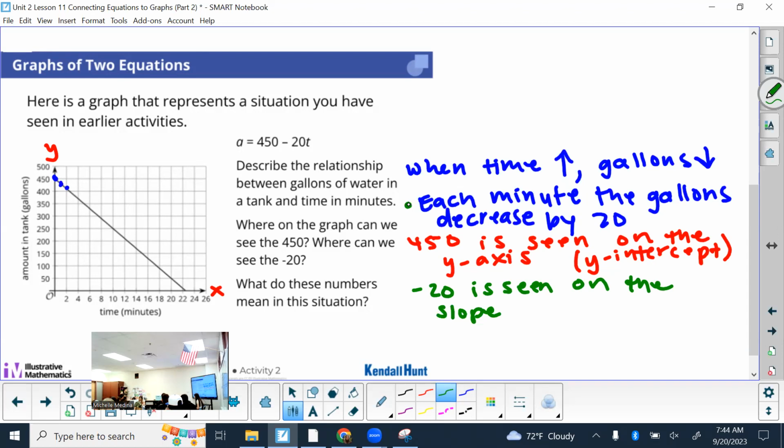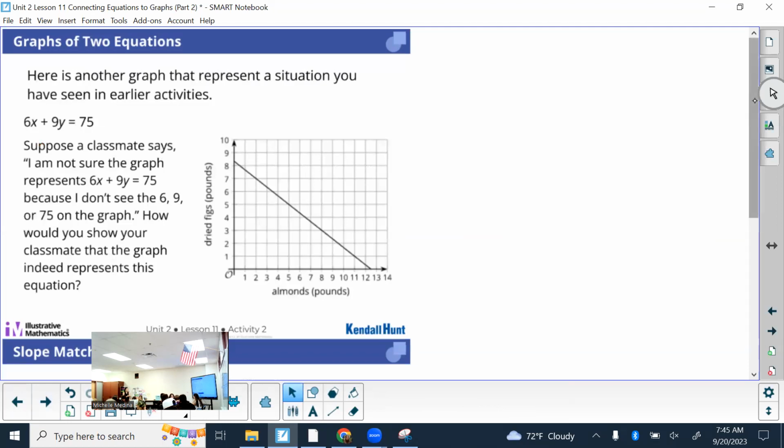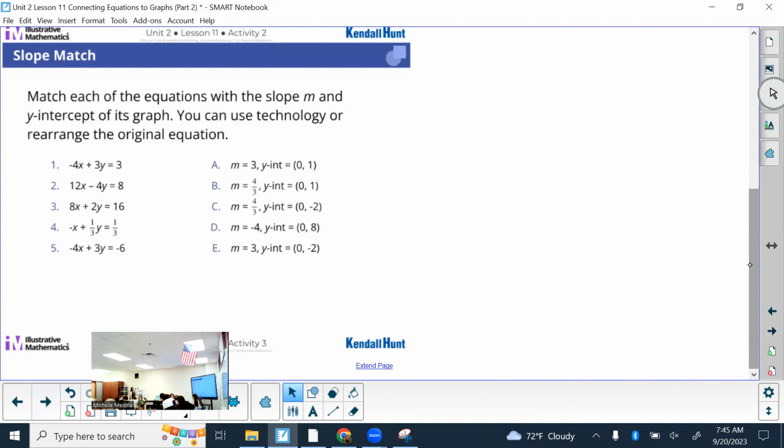Now, a different activity, and I think you guys will like it. For this activity, you are able to either work it out by hand or use Desmos. So I highly recommend trying it with both. On the back side of your paper, what you are going to be doing is matching each of these equations with the correct slope, which we call m, and the y-intercept of its graph. You can use technology or rearrange the original equation for that. I'll let you go at it before I give you any tips or strategies. You'll see when it's easier to use one over the other. But show all work or talk about how you used Desmos to match each one correctly.